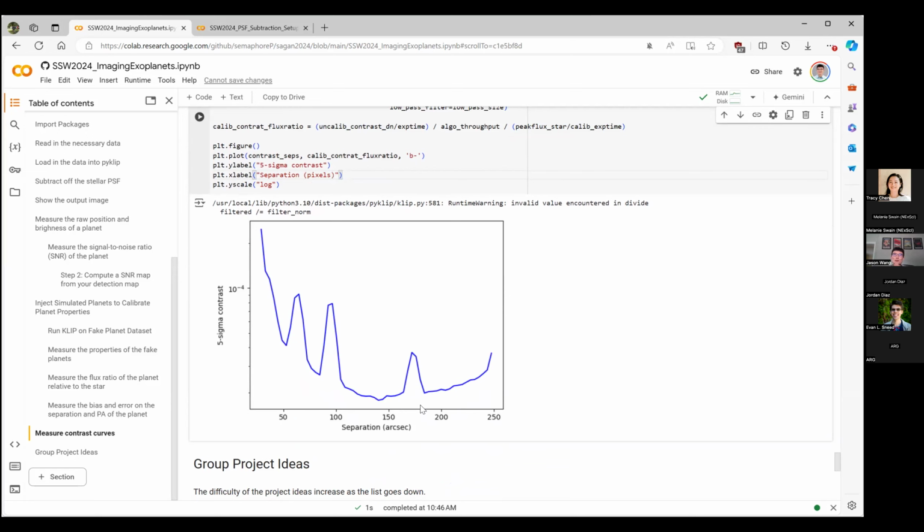Okay, so there's a question: does the algo throughput change significantly by separation? Do you estimate the algo throughput for each fake injected planet? The answer is yes. The algorithm throughput does change quite a lot as a function of separation sometimes.